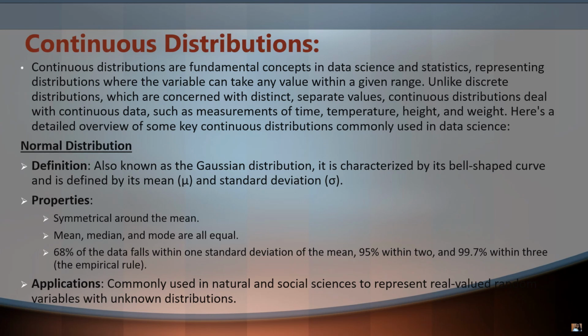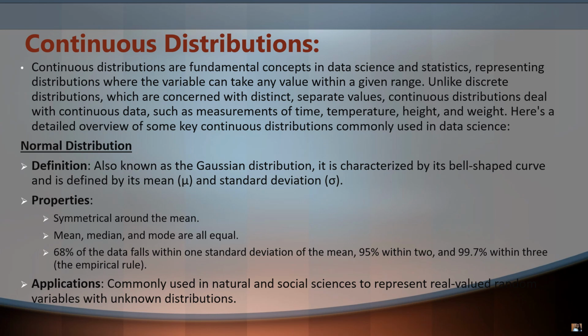So what is continuous distribution? Continuous distributions are fundamental concepts in data science and statistics representing a distribution where the variable can take any value within the given range. It is completely opposite to the discrete distribution, which is concerned with distinct separate values, and continuous distribution deals with continuous data like temperature, height, weight, etc.